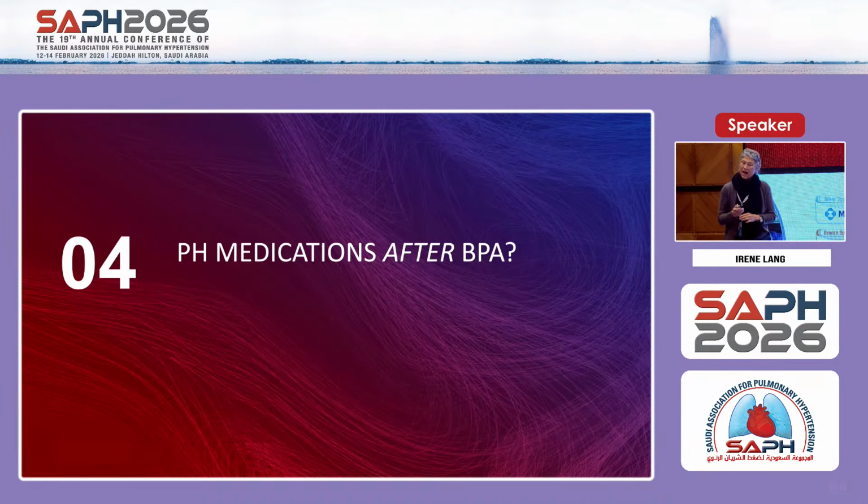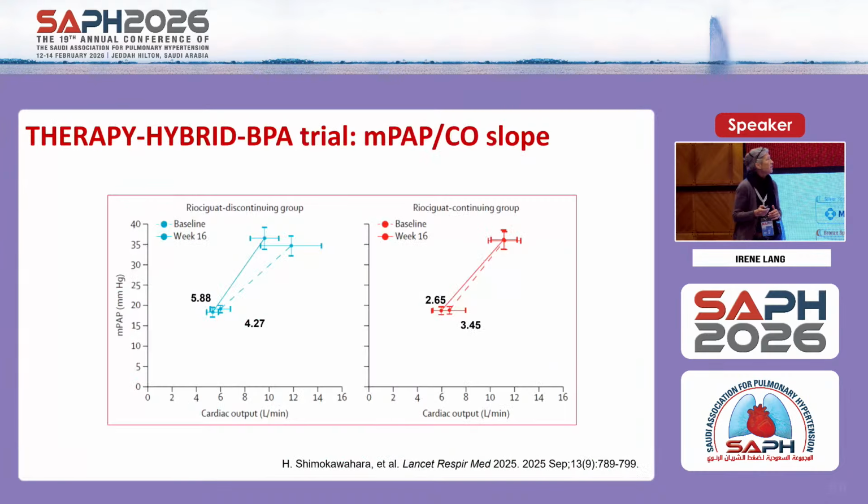So, what about after BPA? We have the opportunity to look at exercise data from Okayama, where you can see that patients who have reached a very low mean pressure after their last BPA session were either taken off RIO or left on RIO. And the performance in terms of exercise, cardiac output over mean pressure, was better in patients who remained on riociguat.